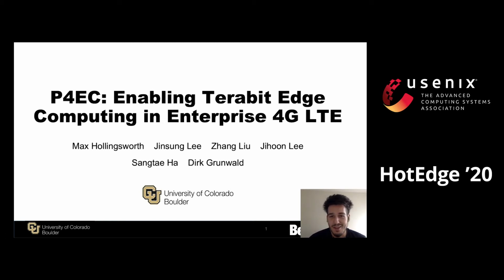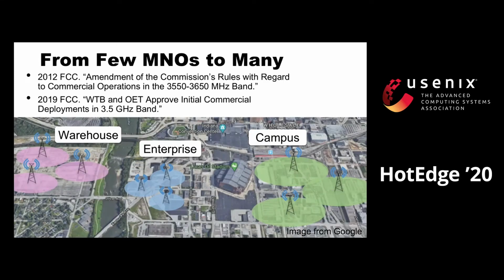authors you see here. The first thing I'd like to do today is highlight a few big changes that are happening right now in 4G LTE. Currently, there are only a handful of mobile network operators operating in the United States. These are the ones you're thinking of: Verizon, AT&T, T-Mobile. But the number of mobile network operators is likely to grow rapidly due to recent changes in spectrum policy, which are encouraging many small-scale network operators to join in.